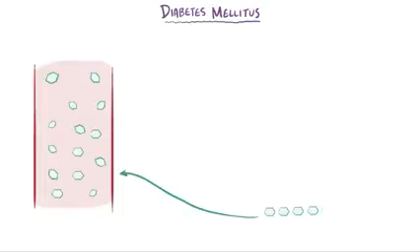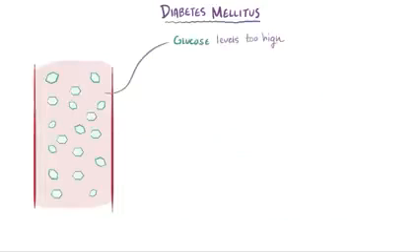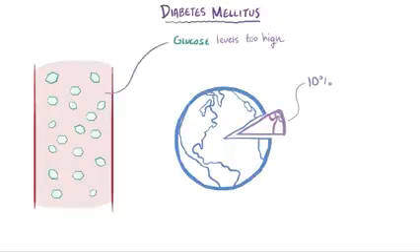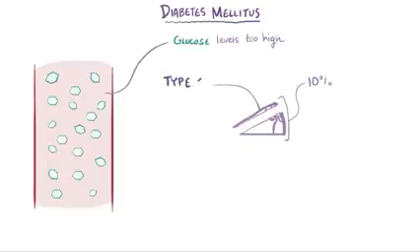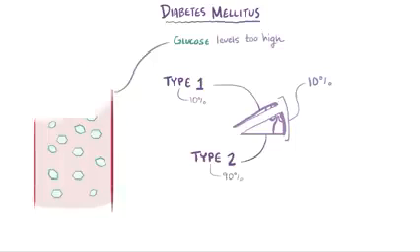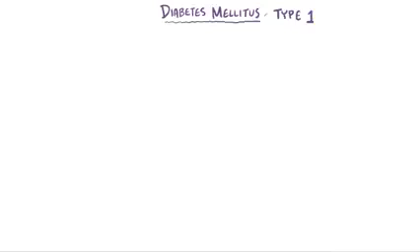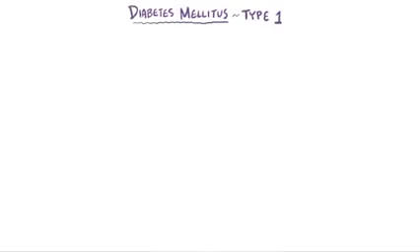Diabetes mellitus is diagnosed when blood glucose levels get too high, and this is seen among 10% of the world population. There are two types of diabetes, type 1 and type 2, and the main difference between them is the underlying mechanism that causes the blood glucose levels to rise. About 10% of people with diabetes have type 1, and the remaining 90% of people with diabetes have type 2. Let's start with type 1 diabetes mellitus, sometimes just called type 1 diabetes.